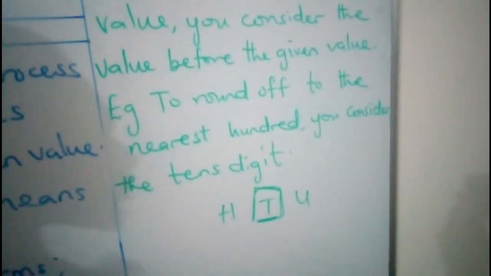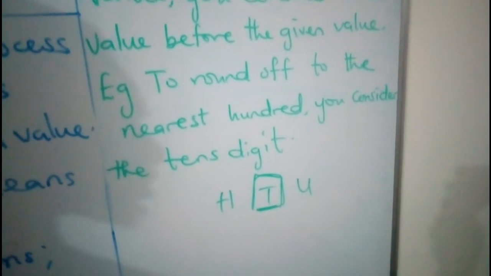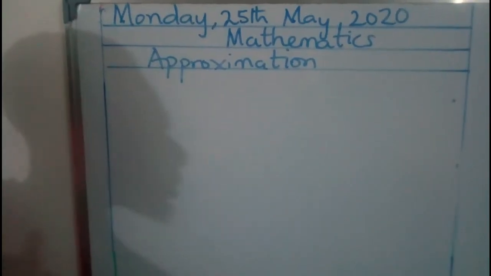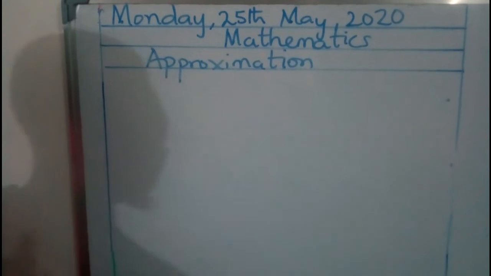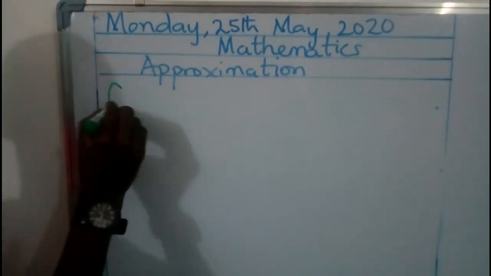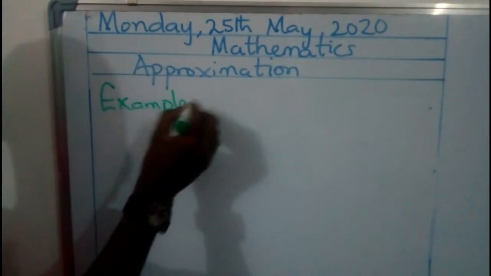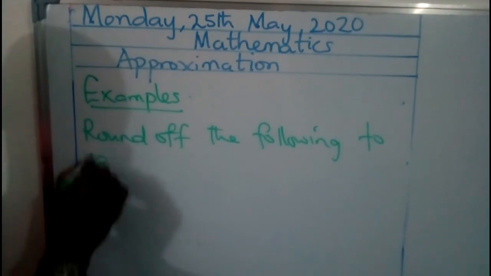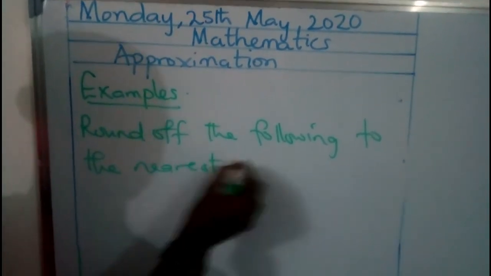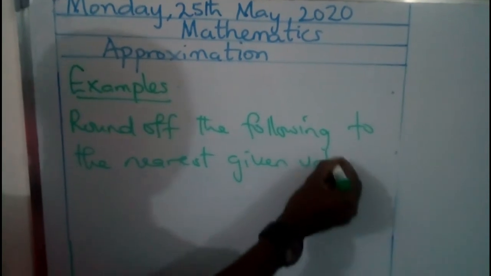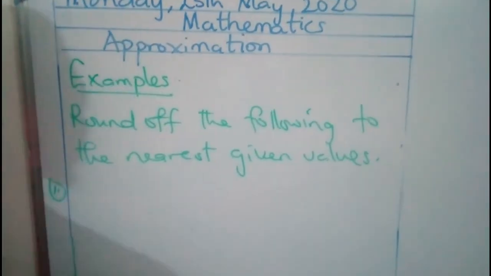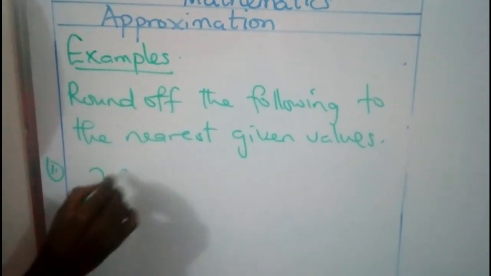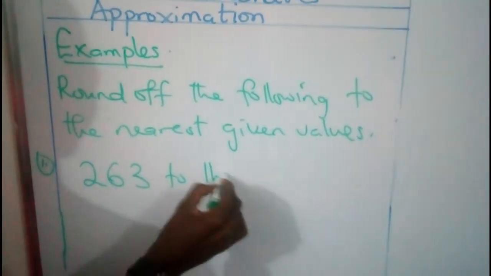As we apply these two examples, I believe you will have better understanding of it. Let's take a look at the following examples and apply the instruction we have talked about. Examples. Round off the following to the nearest given values. Number 1, you have 263 to the nearest tens.